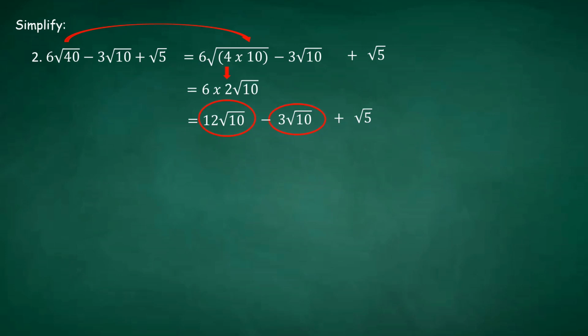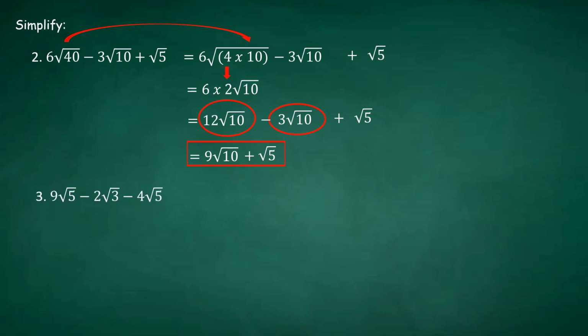Since 12 square root of 10 and 3 square root of 10 have the same radicals, we can subtract the coefficients. 12 minus 3 is equal to 9, and then copy the square root of 10. So it becomes 9 square root of 10 plus square root of 5. Then the final answer is 9 square root of 10, plus square root of 5.